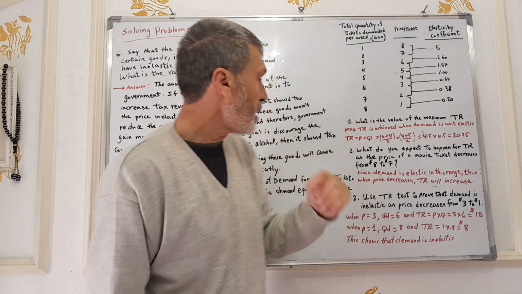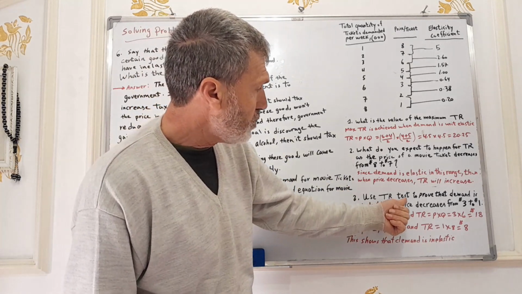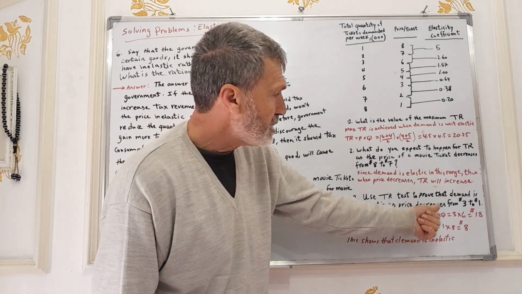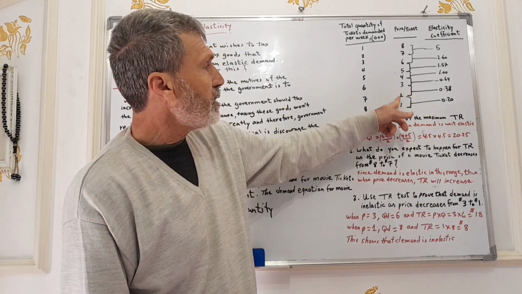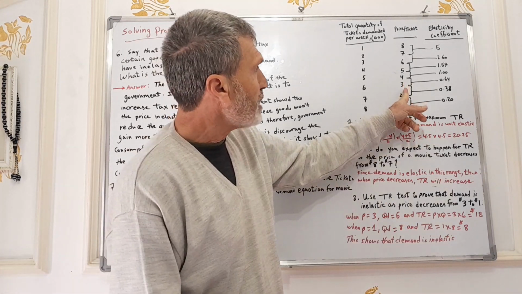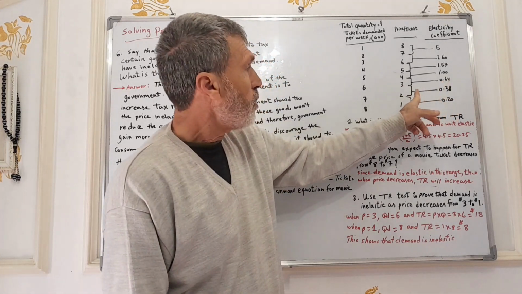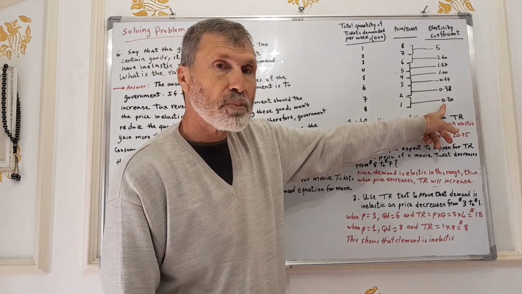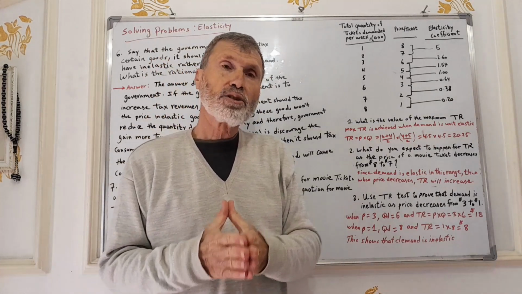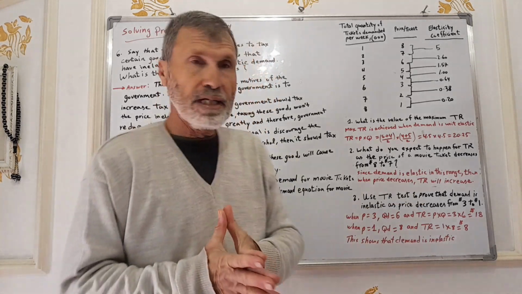Because when you decrease the price in the elastic portion of the demand curve, the expectation is that total revenue will increase. Now, the third part of the question: use the total revenue test to prove that demand is inelastic as price decreases from 3 to 1. As you can see, 3 to 1 is in the inelastic portion of the demand curve, because when the price is 3, the coefficient of price elasticity of demand is 0.64, and when the price is 1, it is 0.2. Therefore, it is inelastic. So here we have to use the total revenue test to prove that demand is inelastic.